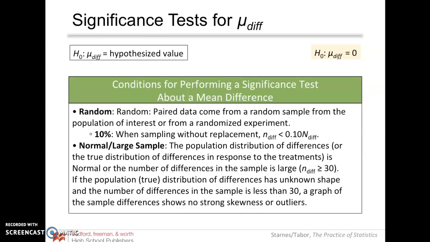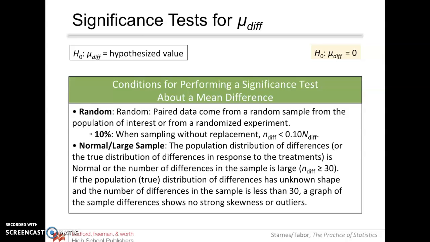So paired data come from a random sample from the population of interest or from a randomized experiment. That's for the random condition. For 10%, if we're sampling without replacement, then we need to check that the sample size is no larger than 10% of the population size. And for the normal condition, the population distribution of differences is approximately normal, or the sample size is large enough for the central limit theorem to apply, or we have to graph the difference between the two groups.